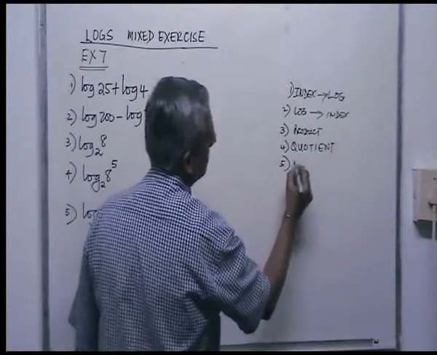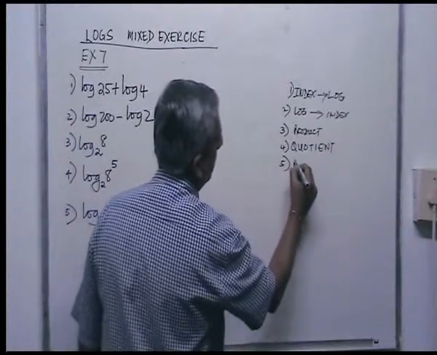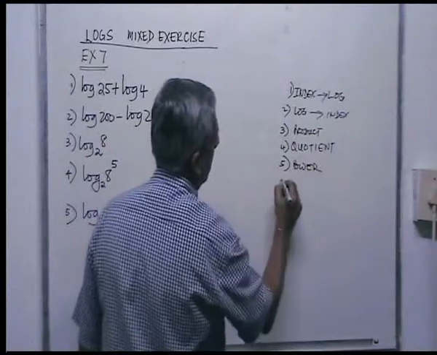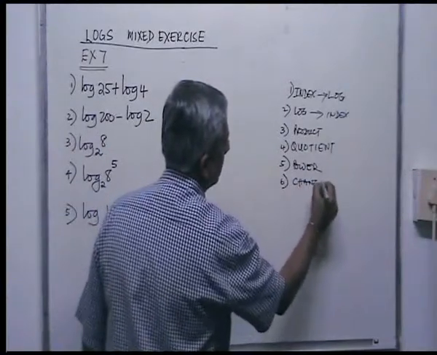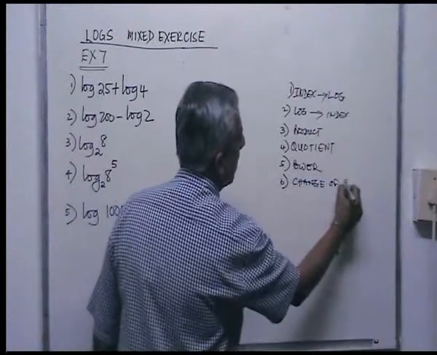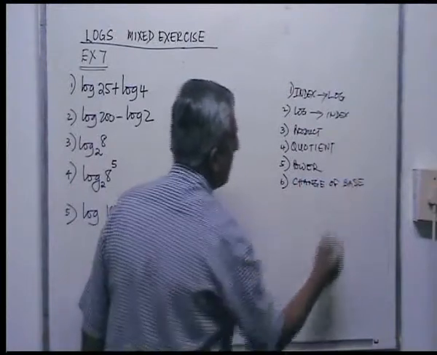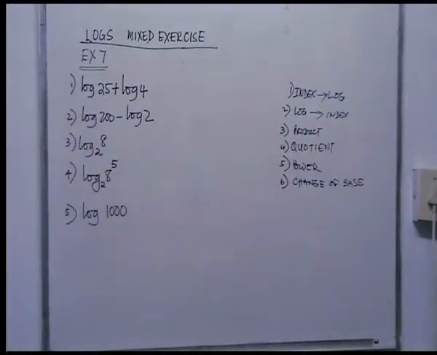5 is the power law, and 6 is the change of base. Now it doesn't mean the question is going to come in this order. It can be in any order, and you'll have to use one of those 6, I'll just call them rules, one of the 6 rules to solve the problems. One or more of these rules.